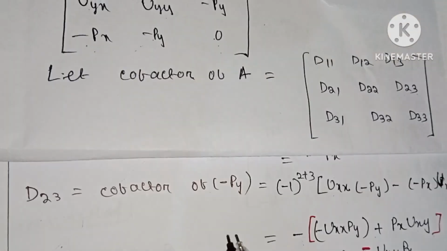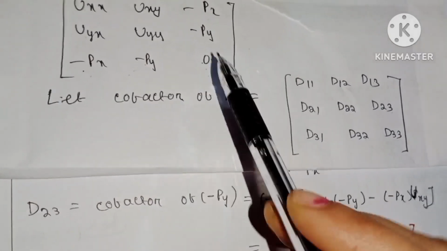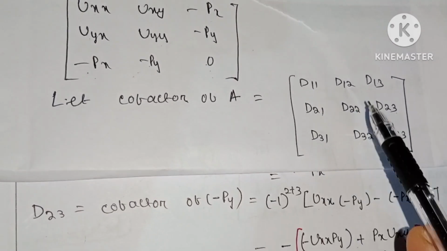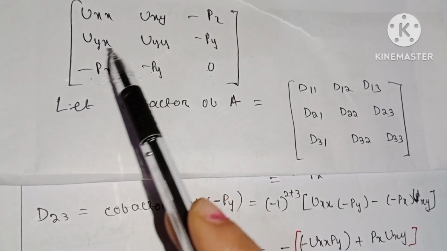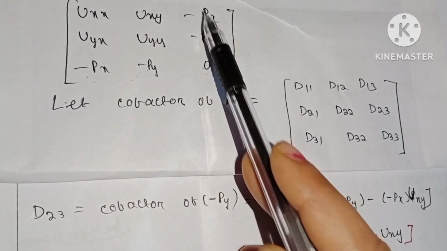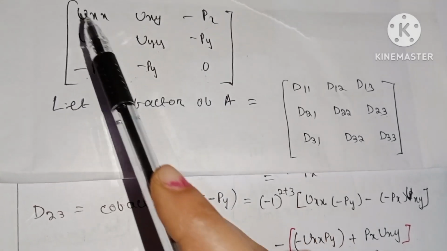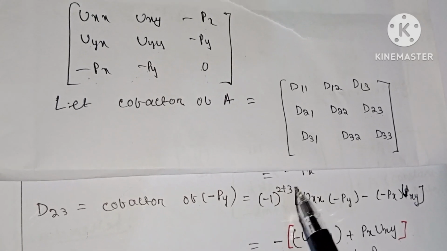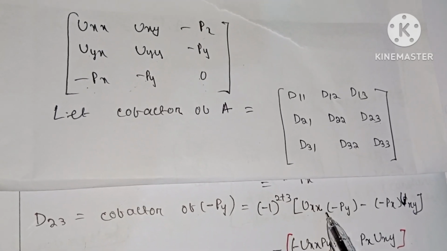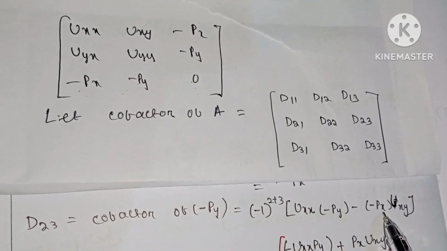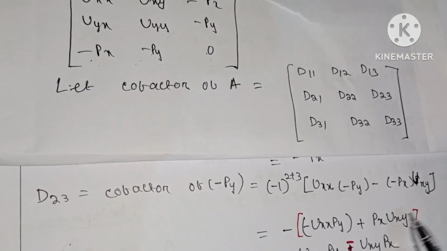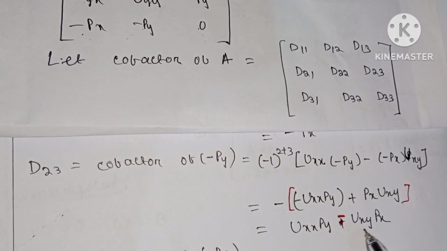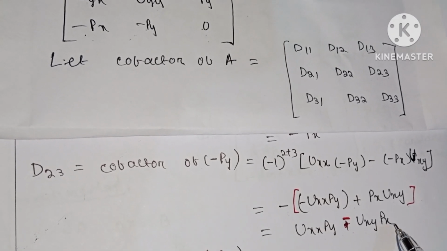Next, the cofactor of minus py. The cofactor of minus py is d23, which is equal to, with this row and this column deleted, minus 1 to the power 2 plus 3, into uxx minus py minus px into uxy. So this is equal to uxx into py minus uxy px.